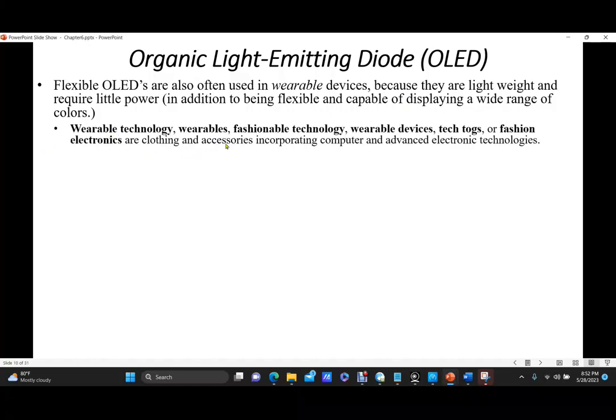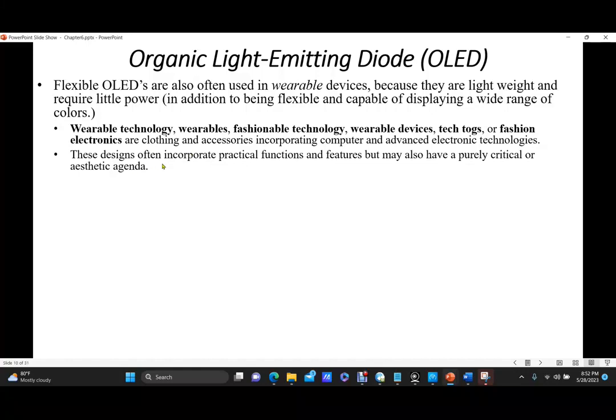Wearable technology, fashion with technology, wearable devices, tech togs, fashion electronics, all describe clothing and accessories that incorporate computer and advanced electronic technologies. These designs often incorporate practical function and features, but they can also have a purely aesthetic agenda as well.